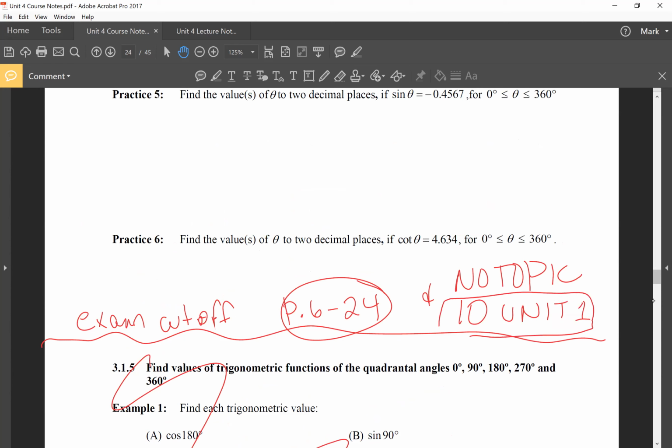Everything else is on the exam. So if you're studying chapters 1, 2, 3, and 4, every topic except unit 1, topic 10. We didn't do that, and you can see that in the notes. We didn't do topic 10, and then we cut off at page 24 in chapter 4.